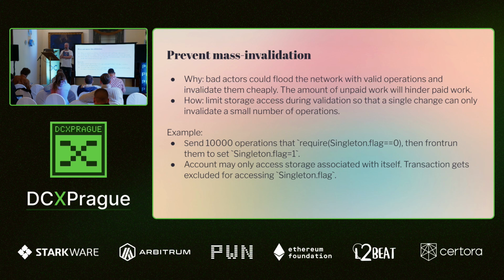So to prevent that, we needed to enforce certain storage rules, such as: during validation, the account can access its own storage or storage associated with its address, such as a mapping of this address in other contracts, but it cannot access anything associated with other accounts. So this means that in order to invalidate n transactions, you need to actually write on chain to n slots, and that's extremely expensive. So this attack doesn't scale.